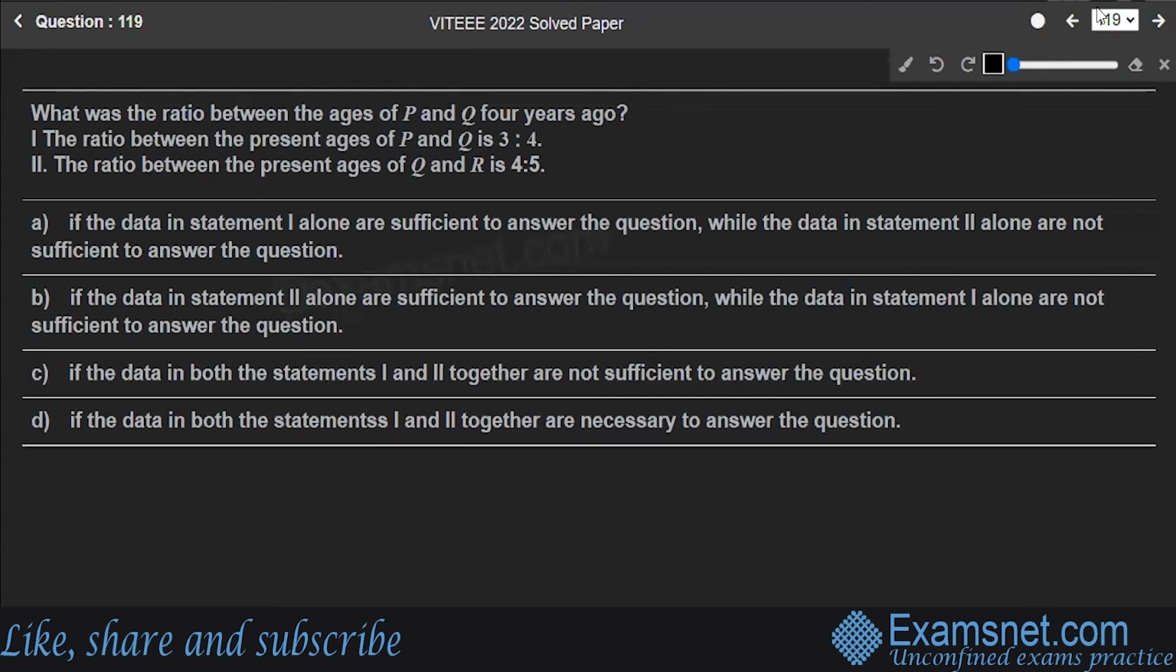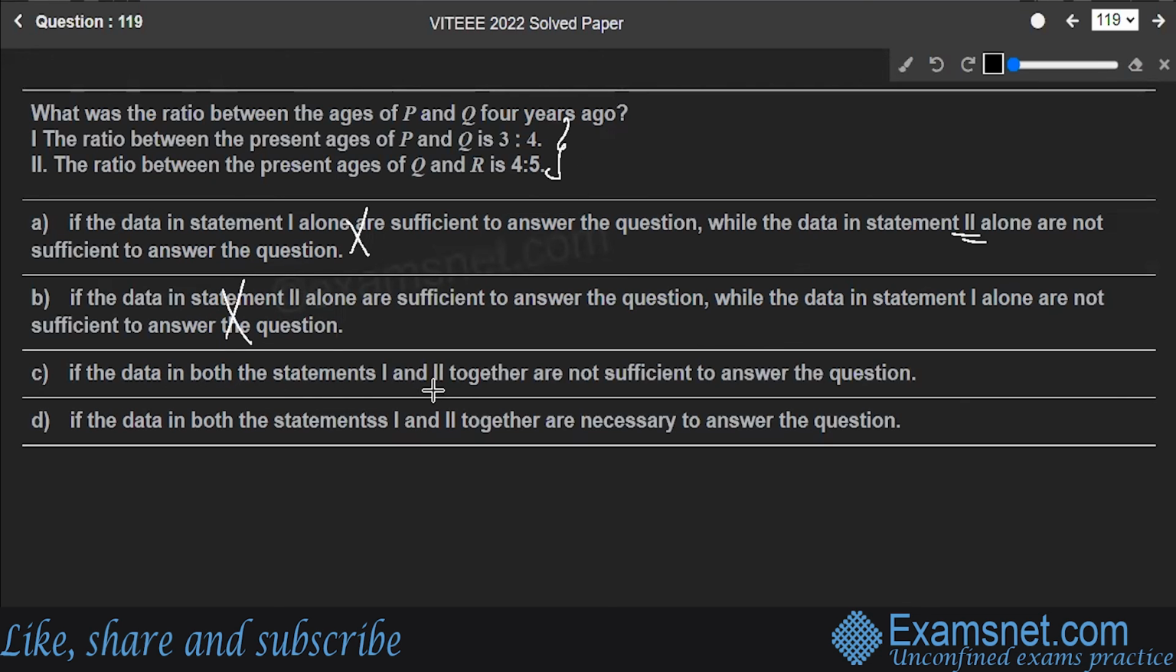Question number 119. What was the ratio between the ages of P and Q 4 years ago? The given statements are: ratio between the present ages of P and Q is 3:4. Ratio between the present ages of Q and R is 4:5. Okay. Now, if the data of statement 1 alone are sufficient to answer the question, while the data of statement 2 alone are not sufficient, no, this is not true. If the data in statement 2 alone are sufficient, while the data in statement 1 alone are not sufficient, no, they are providing the same type of data.